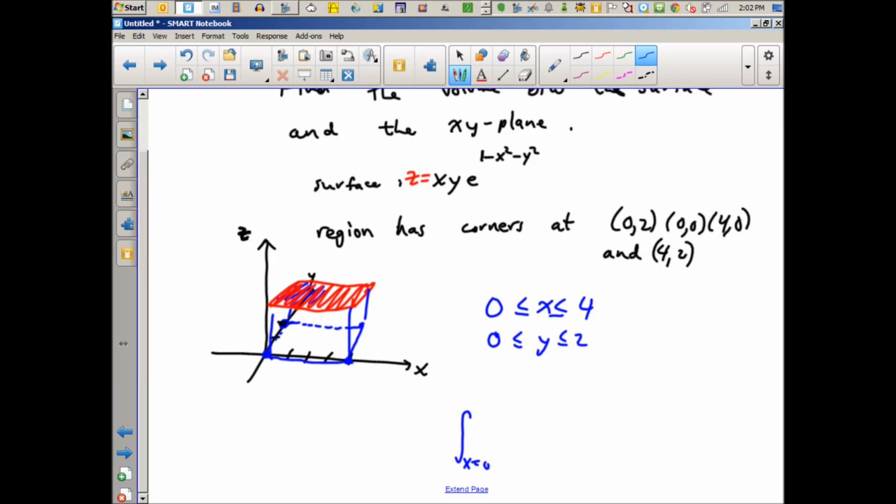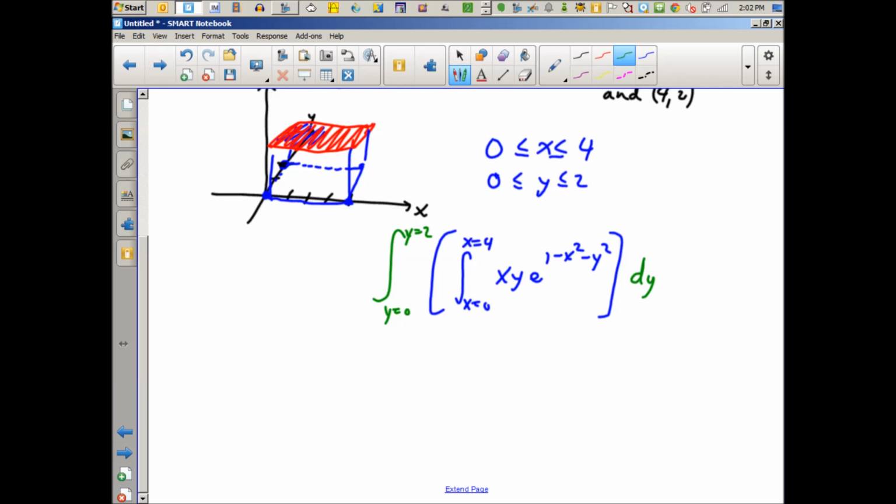Integrate from x equals 0 to x equals 4. The function is xy e to the 1 minus x squared minus y squared. The second integral will be on the outside. I'll use green. It's a dy integral, and it ranges from 0 to 2. The rest is mechanics. This integrand is a little tougher, though, isn't it? Let's see, what kinds of integration tricks do you guys know?